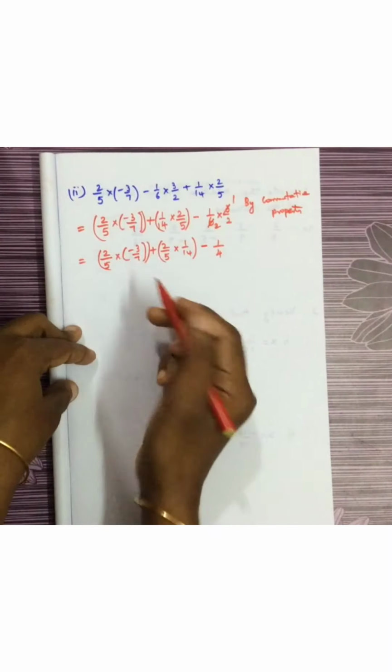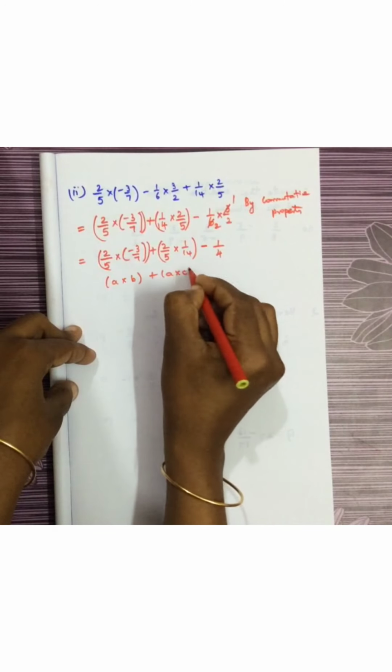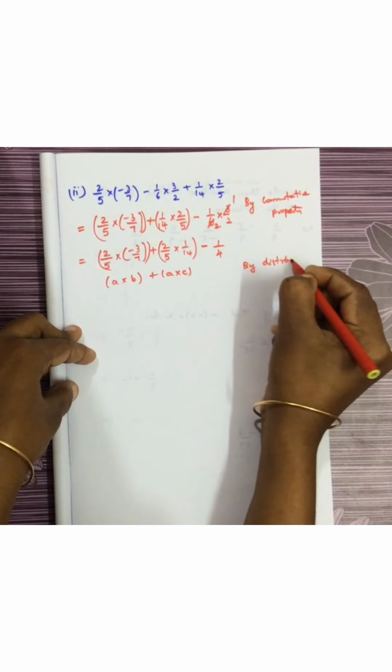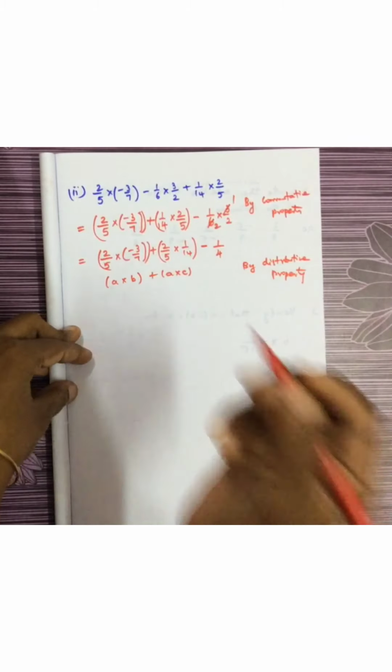Okay, now it is in the form of A multiplied by B plus A multiplied by C. So you can write by distributive property, what you can write?